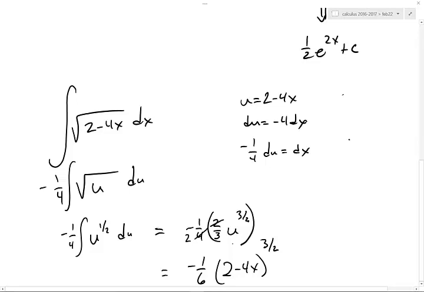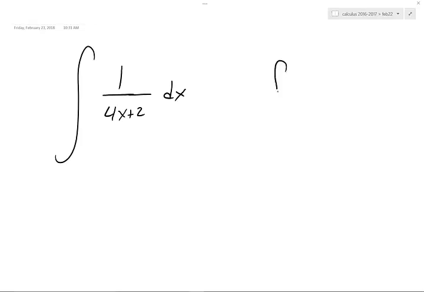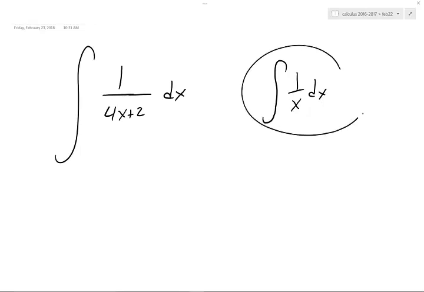Ooh, here's a fun one. Now, this is an easy one, friends. What if I had 1 over 4x plus 2? Notice something about that. Squint at it. Look at it, kind of funny. Doesn't it kind of look like this? Doesn't it kind of look like that? And what is the antiderivative of that beast?